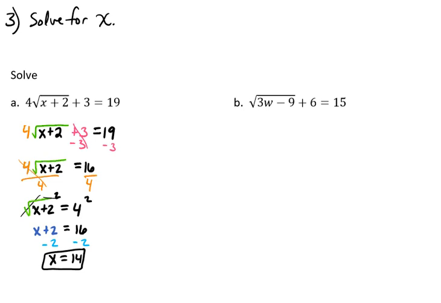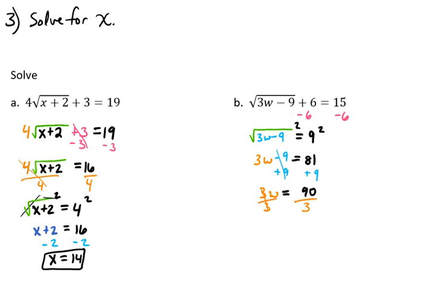In this next example, we have the square root of 3w minus 9, plus 6 equals 15. Here, we're going to subtract 6 from both sides, which will give us the square root of 3w minus 9 equals 9. Because the square root is by itself, we're able to square both sides, which is going to give us 3w minus 9 equals 81. Now we want to solve for w. So we're going to add 9 to both sides, which gives us 3w equals 90. Then divide both sides by 3, giving us our final answer that w equals 30. And we're finished.